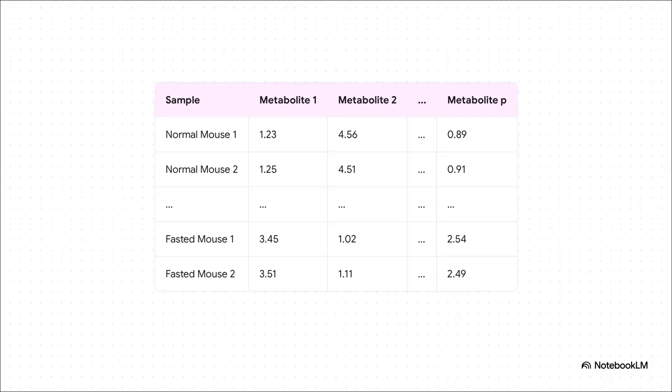This is what you're up against. This is the raw data. Each row here is one of our mice, and every single column is a different molecule that was measured in its liver. Just look at it. Staring at this, it's completely impossible to see any kind of pattern. It's just a wall of numbers. So, we need a special kind of tool to help us see the bigger picture.